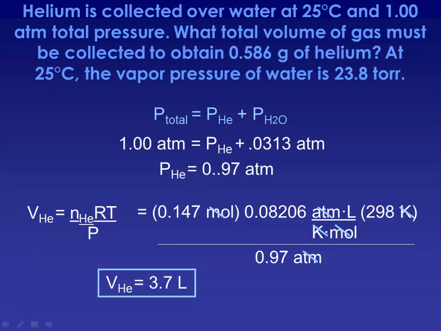Because when I did the subtraction for the pressures, if you take a look up there, you'll see the total pressure had 2 decimal places. The water pressure had 4 decimal places when I converted it. So I would want to round my pressure to 2 decimal places.